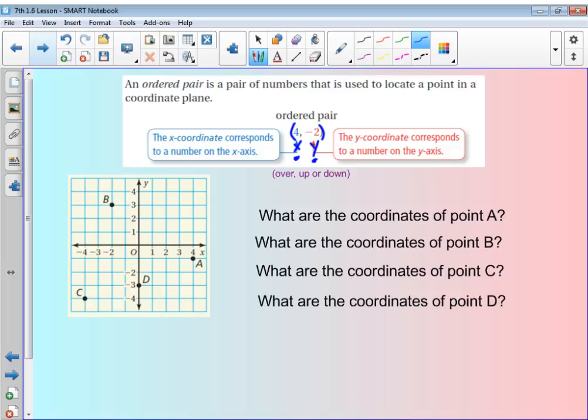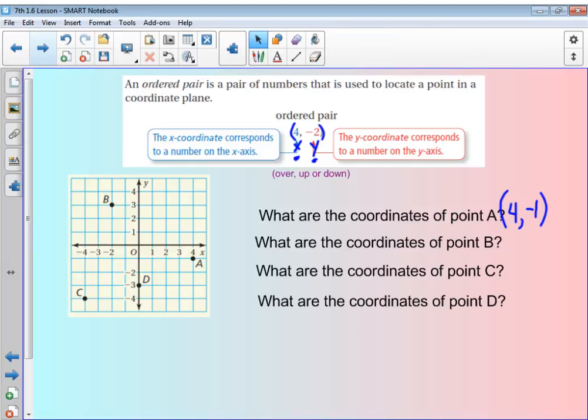Okay? So when we look at the first question, it says, what are the coordinates of point A? When I'm trying to identify point A, you're always going to start at your origin. You have to go over to 4. So that's our first number, and that's a positive 4. And then we're going to go down. I know it's not labeled here, but this is our -1 line. We're going to go down to -1, so that would be -1. So our coordinates for A are 4, -1. Remember, it's always over, then up or down. And if you go down, it's a negative in front of it.